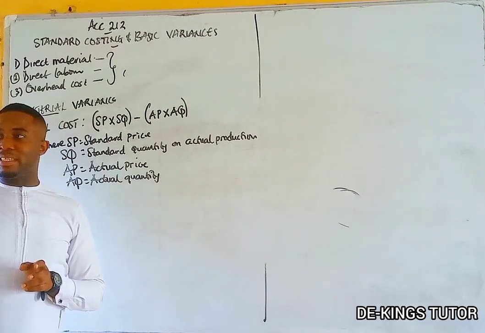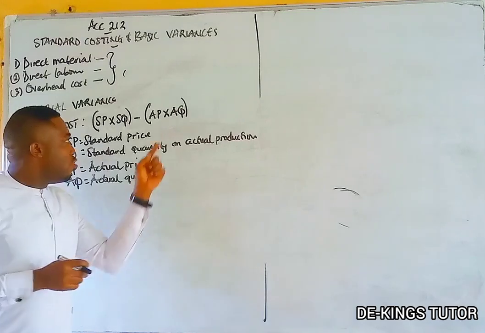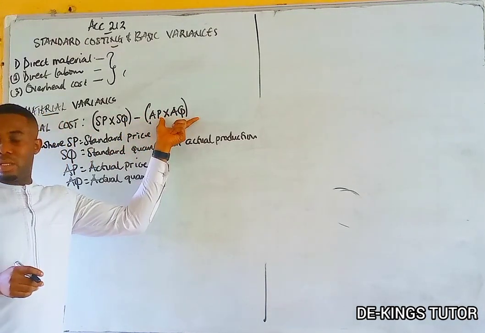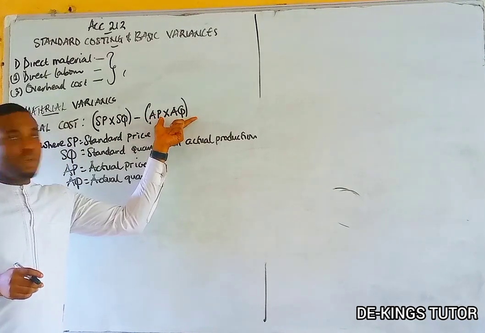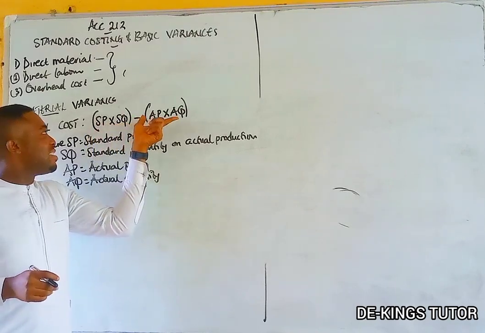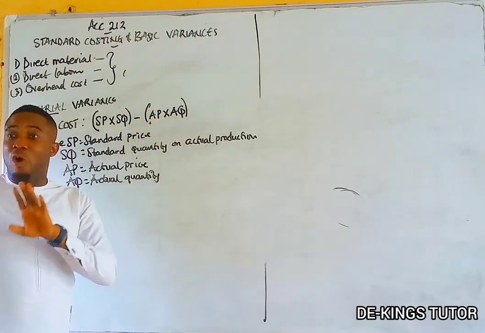Now in some tests, even in your approved test, you might see this first before this. You might see actual price times actual quantity minus standard price times this. It is still correct, it's still the same.